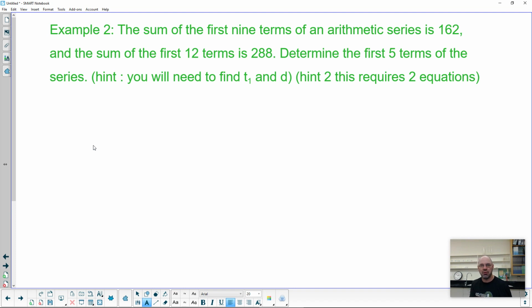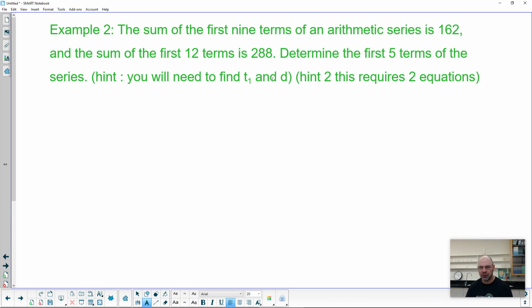So we're going to have to do S9, the sum of 9, and the sum of 12. So we're going to have to write out an equation for S9, and we're going to have to write an equation out for S12. We know that they're 162 and 288. And we're going to have to write them out in terms of T1 and D. So we're going to be using that second formula, the one that has D, because in order to write the first 5 terms, we have to know what the first term is, right? And then we have to know what the common difference is so that we can keep on adding to it to get those 5 terms. So that's what we need to know.